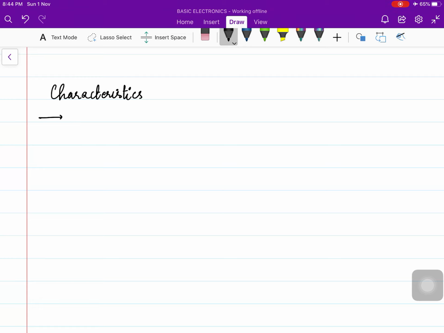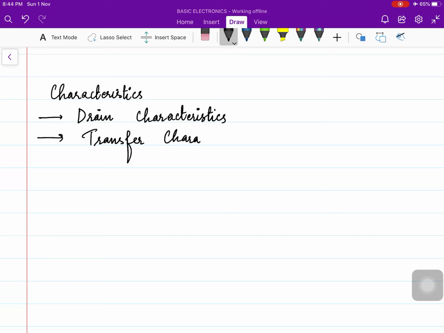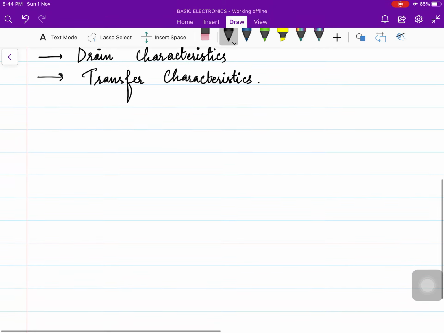First of all, there are two types of characteristics that we will learn in JFET. One is drain characteristics and the other is transfer characteristics. So first of all, let's see the drain characteristics.